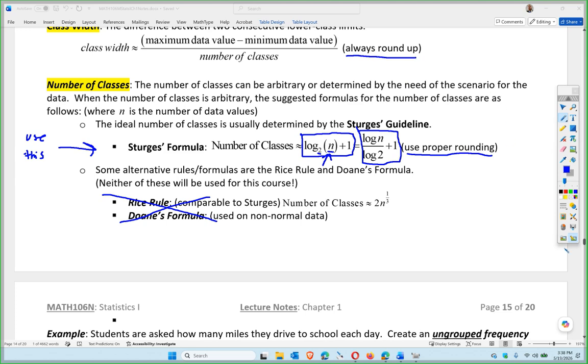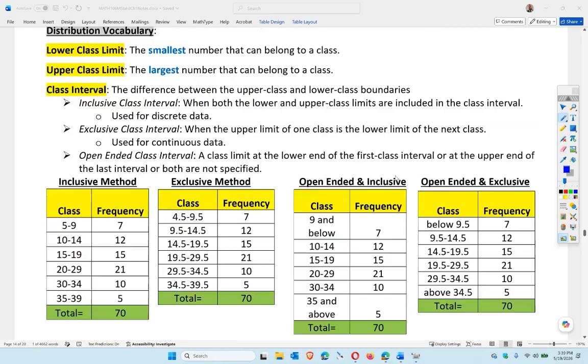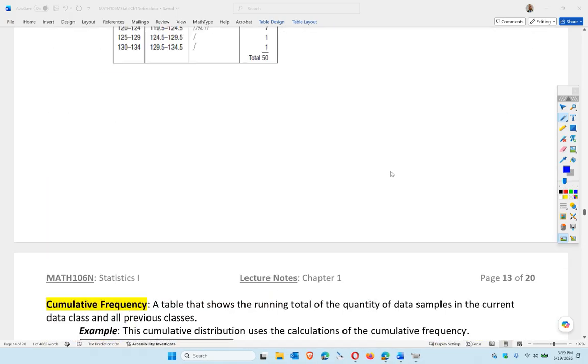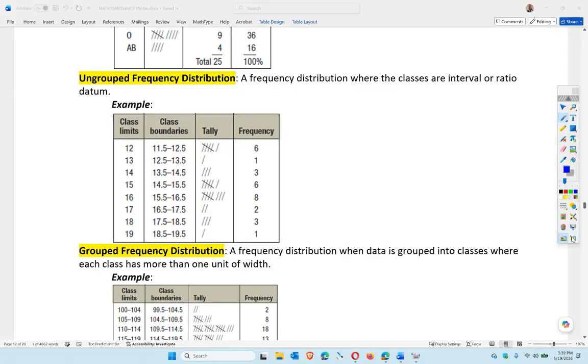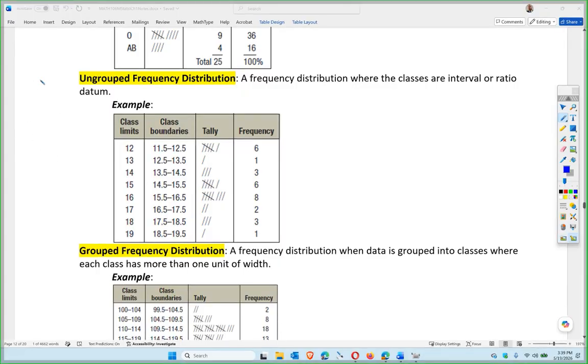Okay, so this is essentially a cheat sheet for all the things we need to calculate that you can look back at. So what we want to do now is calculate in the next 2 videos. Video 2 is calculating an ungrouped frequency distribution. In video 3, we'll be calculating a grouped frequency distribution.